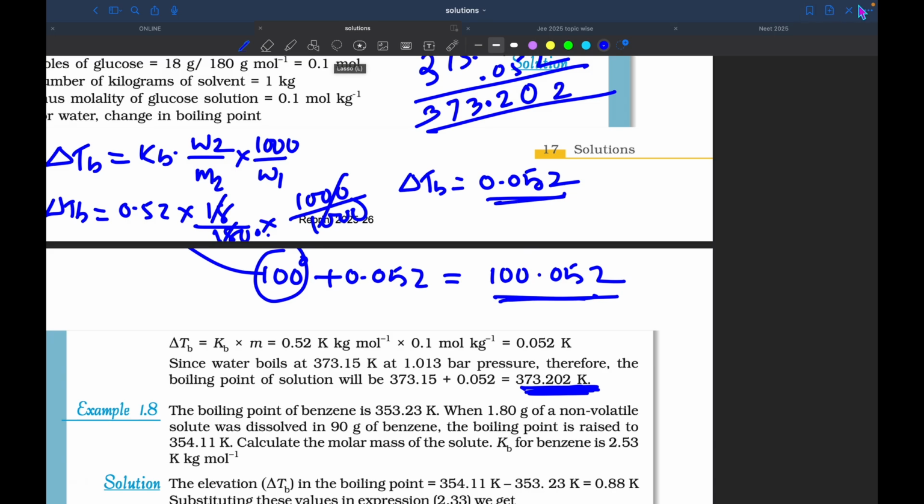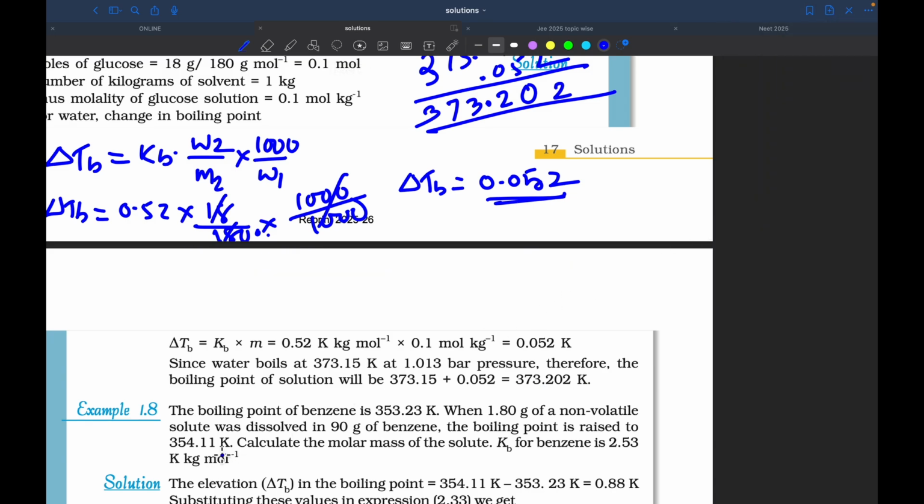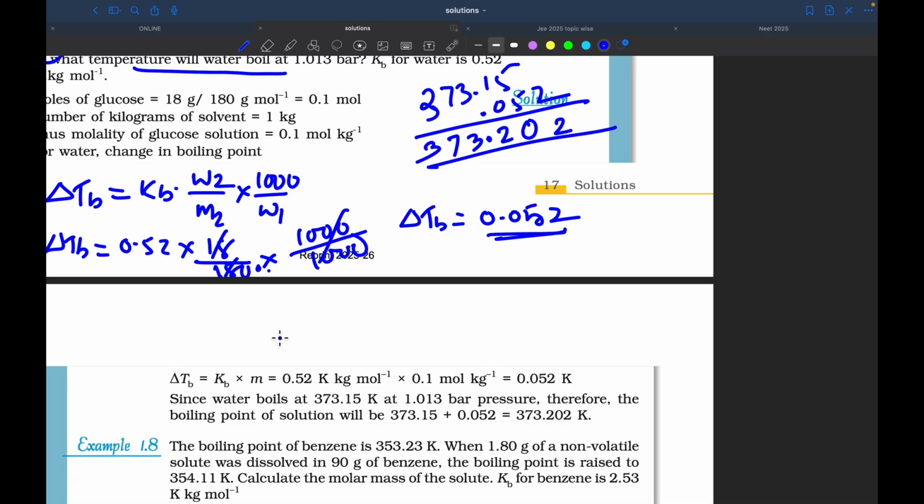Yes, here you have one more question. Try this example 1.8. The boiling point of benzene is 353.23 K. When 1.8 grams of non-volatile solute was dissolved in 90 grams of benzene, the boiling point is raised to 354.11 K. Calculate the molar mass of the solute. Kb for benzene is given as 2.53 Kelvin kg per mole. Go ahead and try it. You should see what steps need to be done. So try slowly. I will give 1 minute, then we will solve it.